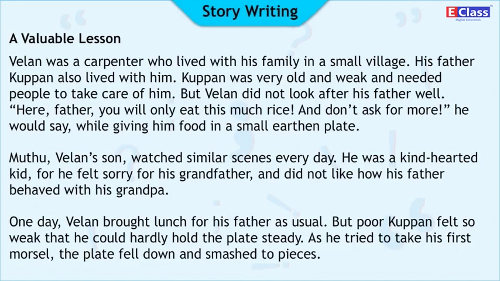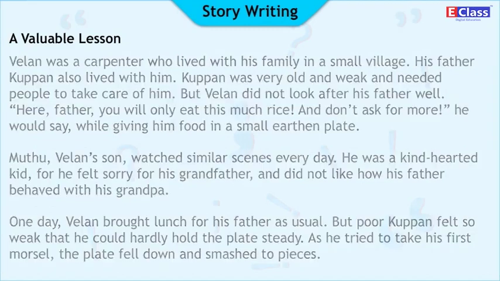Muthu, Velen's son, watched similar scenes every day. He was a kind-hearted kid, for he felt sorry for his grandfather and did not like how his father behaved with his grandpa. One day, Velen brought rice for his father as usual, but poor Kupan felt so weak that he could hardly hold the plate steady. As he tried to take his first morsel, the plate fell down and smashed into pieces.